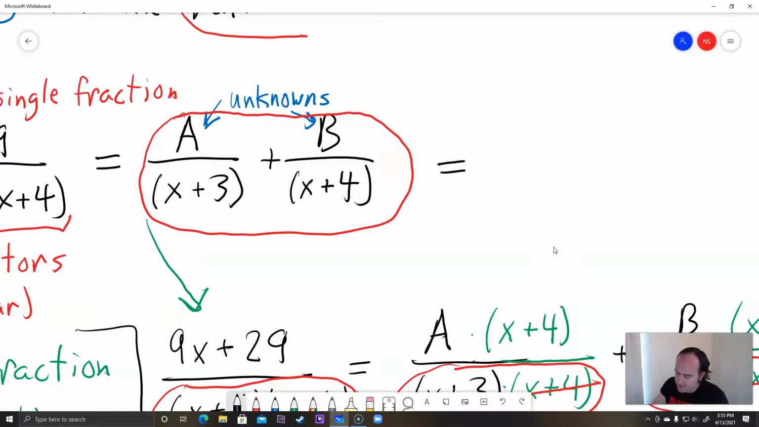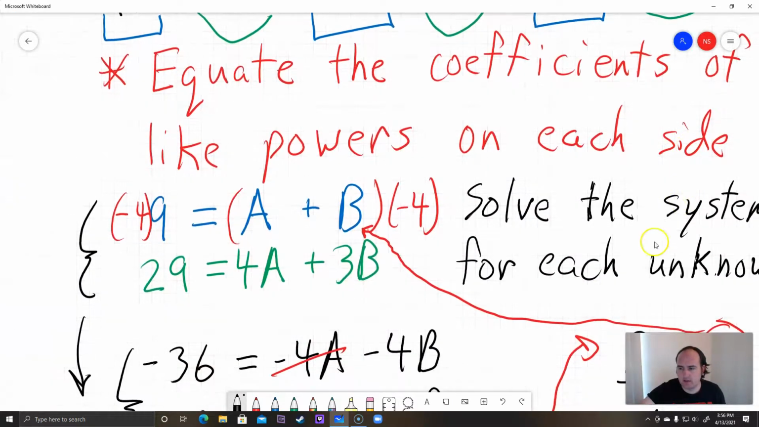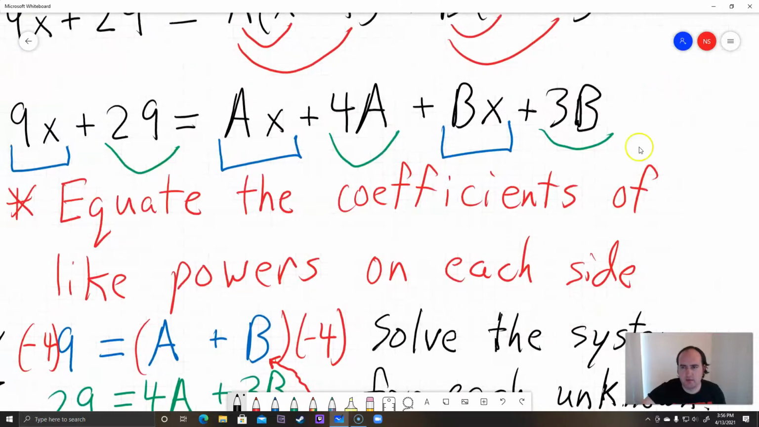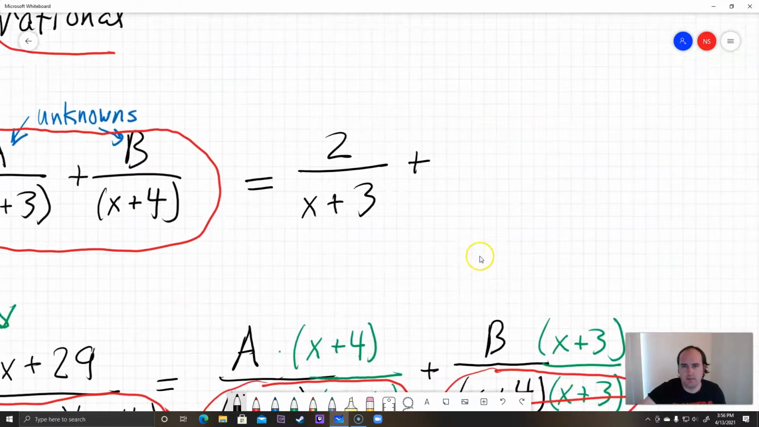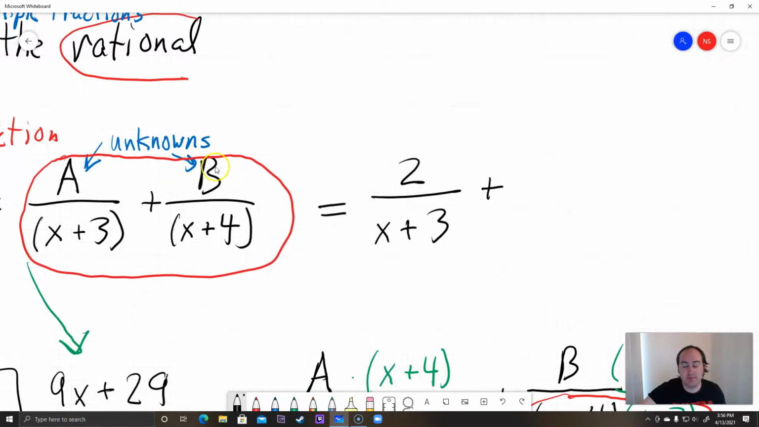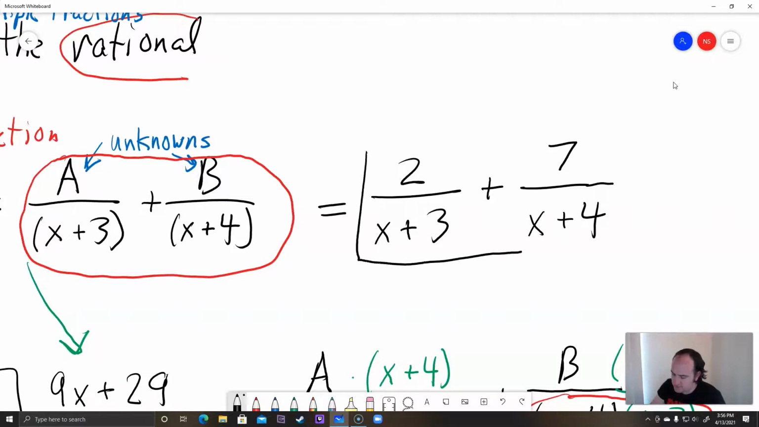Okay, so A was 2, so we have 2 over x plus 3. And then B we said was 7, correct? Yeah, B was 7, A was 2. So we're going to have plus 7 over x plus 4. Okay, so 2 over x plus 3 plus 7 over x plus 4. And this right here is our final answer. So I'm going to go ahead and box that.